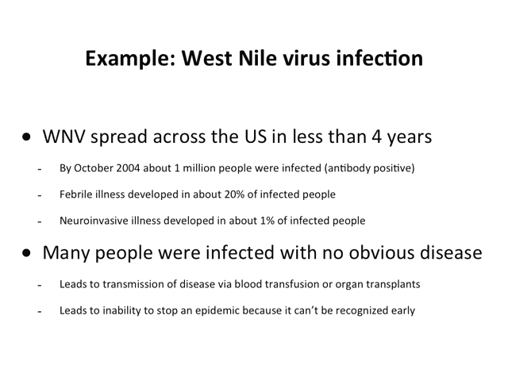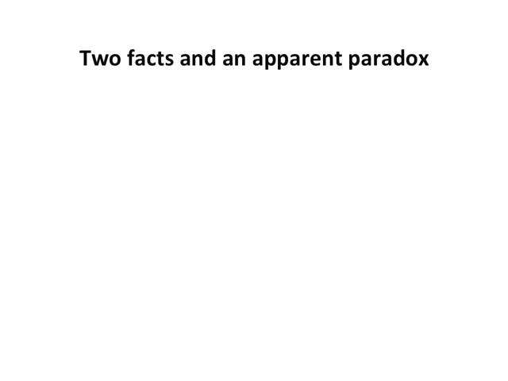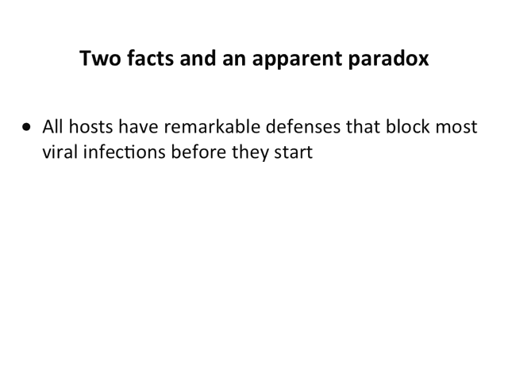And it makes it hard to stop an epidemic because you can't recognize it early enough, because people are shedding viruses and they don't have symptoms. If you have symptoms, you take care of them, but if you don't, you transmit the infection. So, two facts and a paradox.